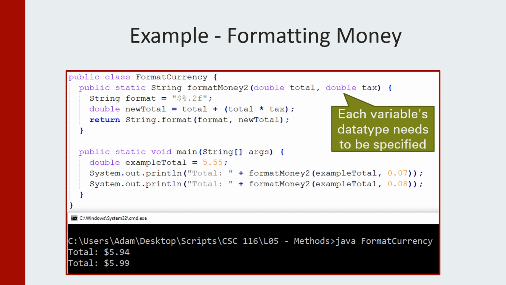I just want to point out to you that in this method, in all methods, the variables of each data type need to be specified. So here I had double total and double tax. They are both doubles in this case, and I needed to write the word double in there. Then when I called the code inside my main method, I needed to ensure that this exampleTotal that I have is a double, and also that this tax that I have is a double. Good.